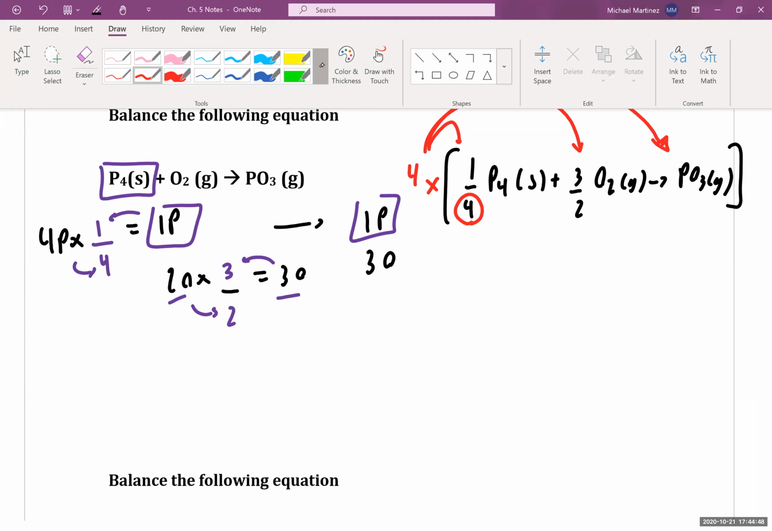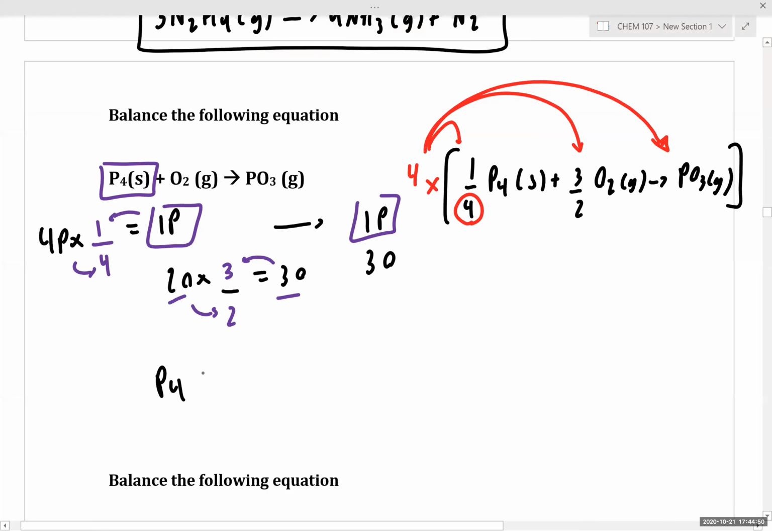And that in turn gives us P4 plus, so 3/2 times 4 gives us 6O2, leads to 4PO3. And as we can see, we have 4 phosphorus and 12 oxygens on each side.